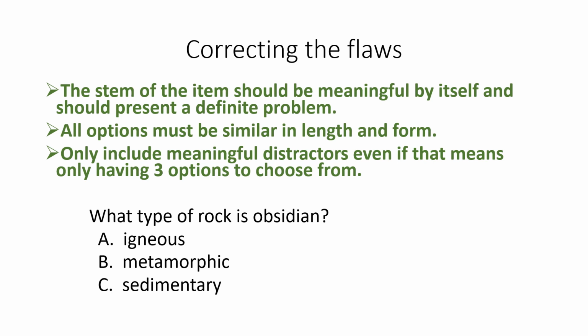You also want to make sure that all of the options are similar in length and form. And you only want to include meaningful distractors, even if that means only having 3 to choose from. So instead of just having the stem say obsidian, you want it to be a full question or a full statement that they can complete. So instead you change it to something like, what type of rock is obsidian? Igneous, metamorphic, or sedimentary? Now, there's only 3 types of rocks. There's no reason to include a 4th distractor that isn't related.